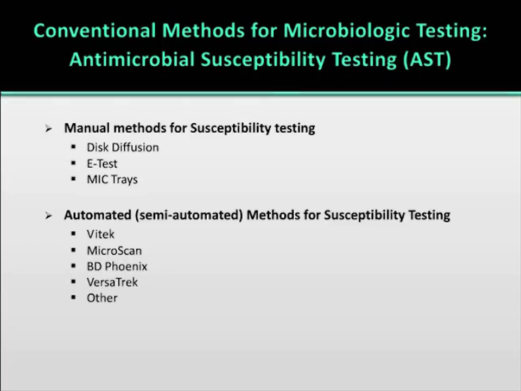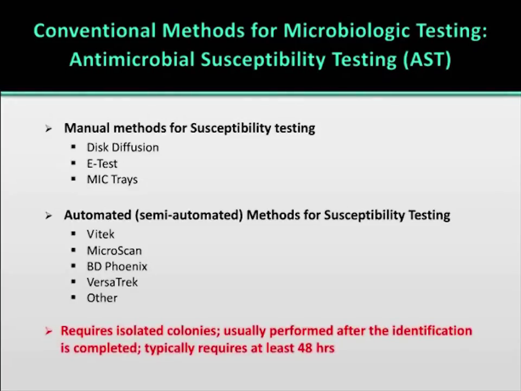And if you're using a Vitek or a MicroScan, a BD Phoenix, a VersaTREK, often many of you are probably combining the identification and the susceptibility testing cards. Or maybe you're using them individually. Maybe you're waiting for the answer for the identification before you do the susceptibility test. However you're presently performing it in your laboratory, all of these require isolated colonies. They're usually performed after the identification is completed, and this typically requires at least 48 hours from the time of specimen collection, and often more than that, especially if you're waiting for the identification before you perform the susceptibility.